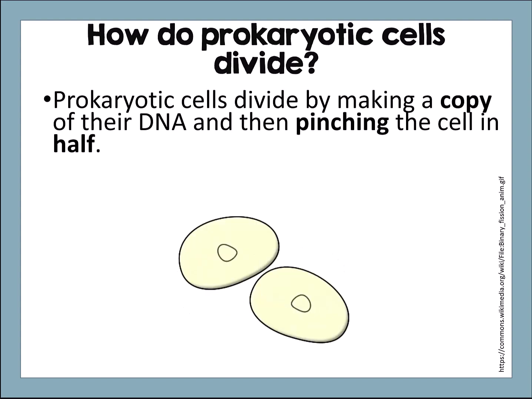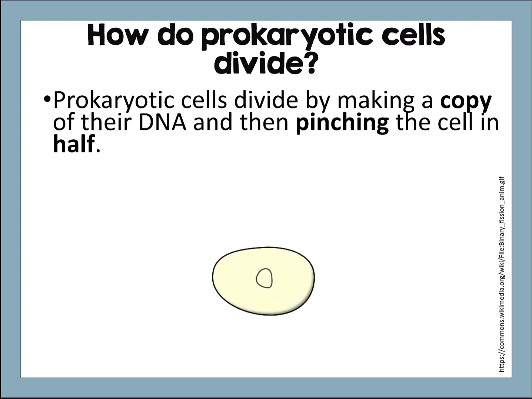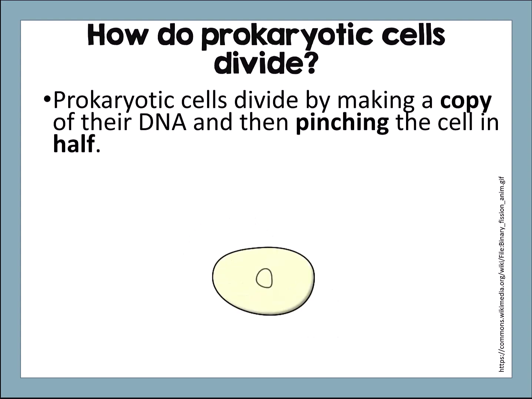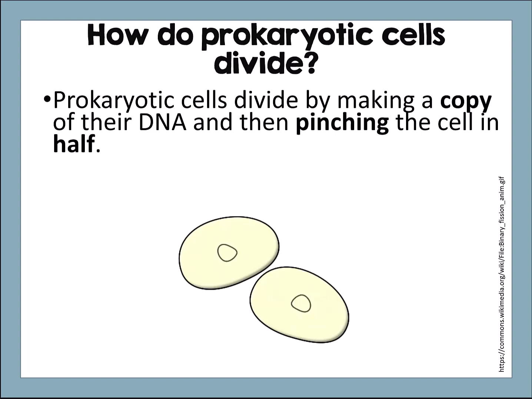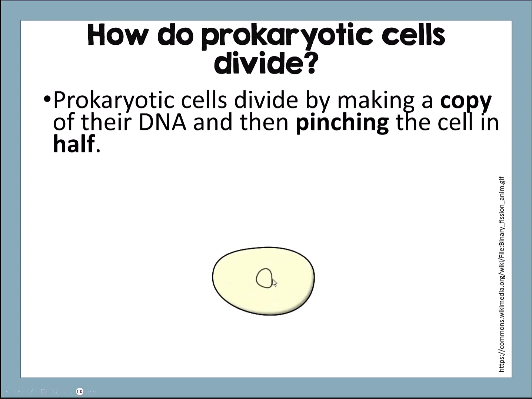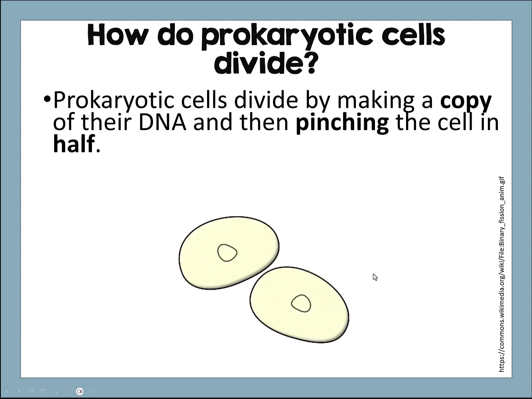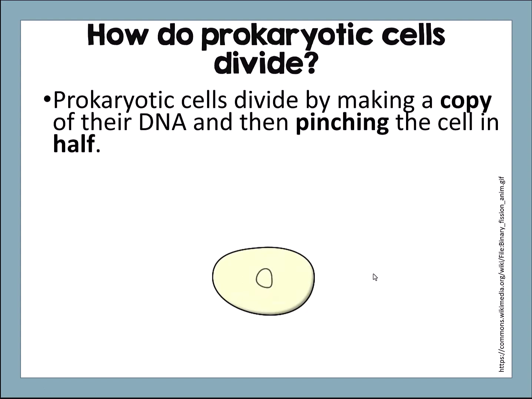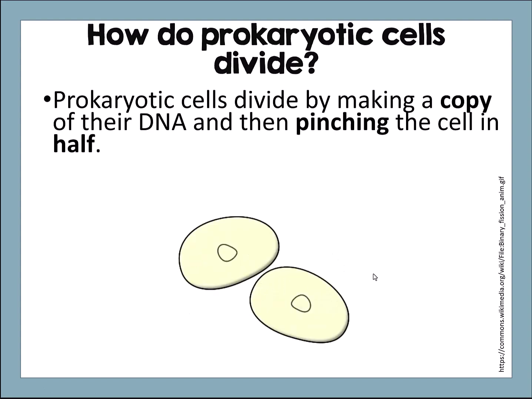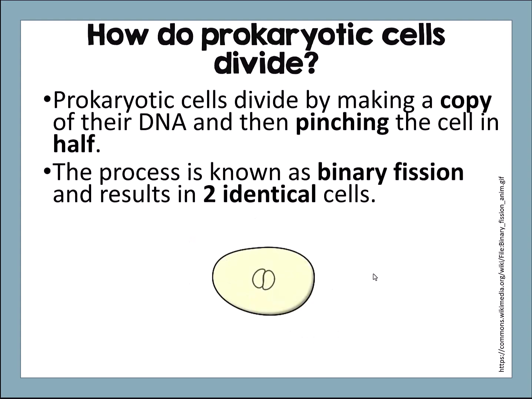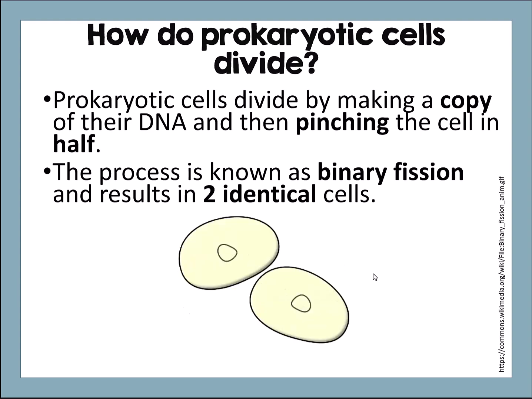Starting with prokaryotic cells, which remember are the cells that don't include membrane-bound organelles, like bacteria. Prokaryotic cells divide by making a copy of their DNA and then pinching the cell in half. So you can see that happening here. This is the circular DNA. It copies itself, doubling, and then the cell pinches in half. That process is known as binary fission, and it results in two identical cells because the DNA is copied.